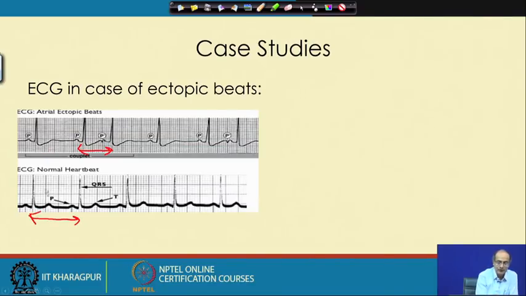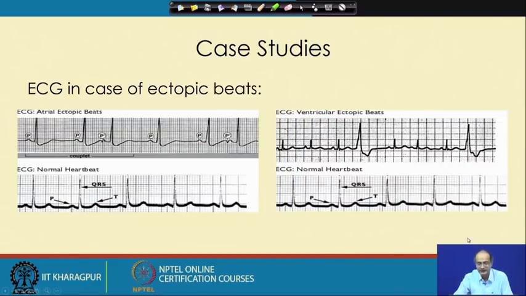See the previous cycle, compared to that suddenly we are getting an extra beat, again it becomes normal, again normal, then again at the time of the T wave a P wave is coming. The extra beat is causing the P wave to be modified and the RR interval has become short. Okay, so this is an example of an ectopic beat originated at the atrium, which is affecting the P wave and the RR interval.